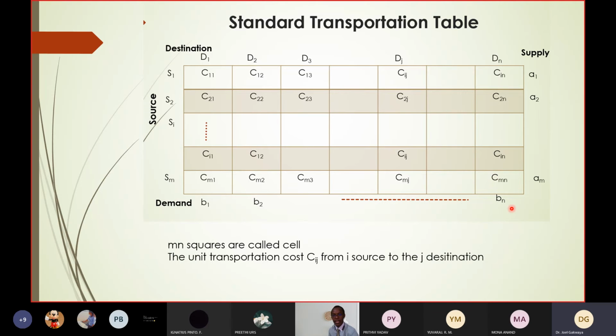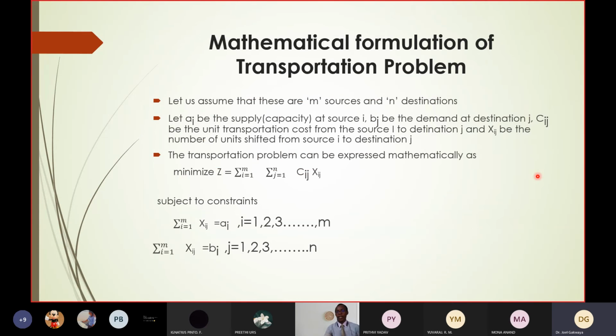All right? So the demand will be considered as BN, the total or any number of the demand. Any number of supply will be considered as AM. Clear? So now this is a mathematical expression, as you can see here. We assume that M is the number of sources and N the destinations. Now we say let AI be the supply or the capacity at the source I. BJ be the demand.